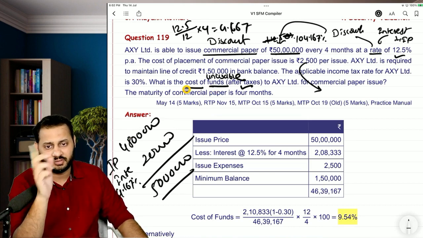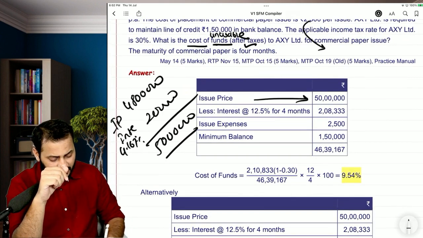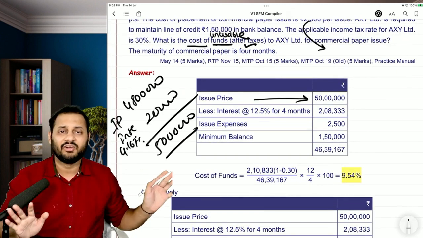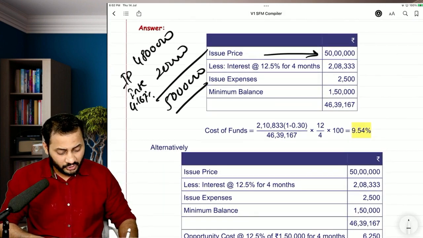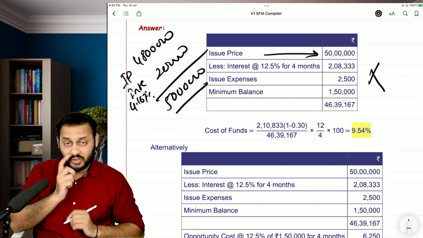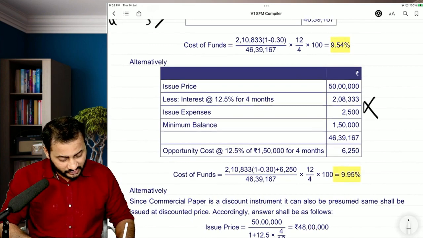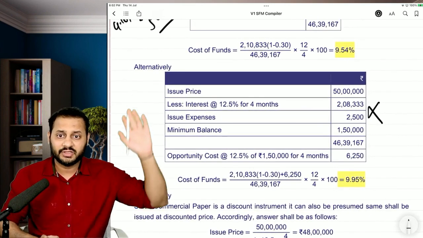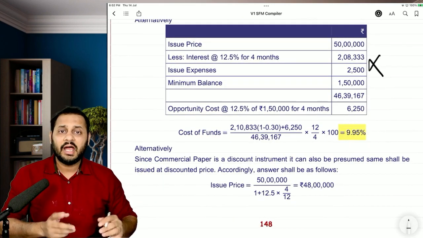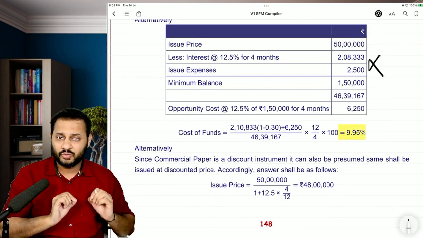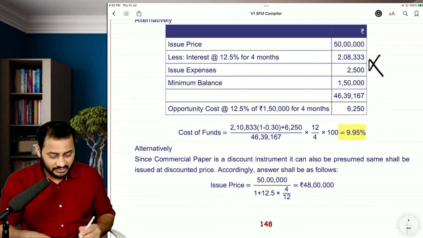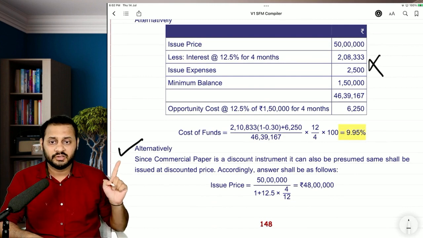See, issue price is 50 lakh rupees, completely wrong. This is completely wrong. Do not follow this. It was the old answer. Okay, this is also the old answer. Do not follow it. They came up with the alternative later on, and when they realized what the true answer is, they came up with the correct answer in this. This alternative is right. This is the correct answer.